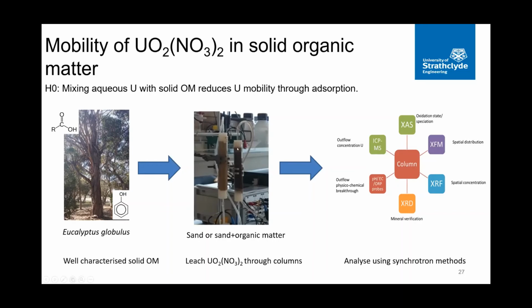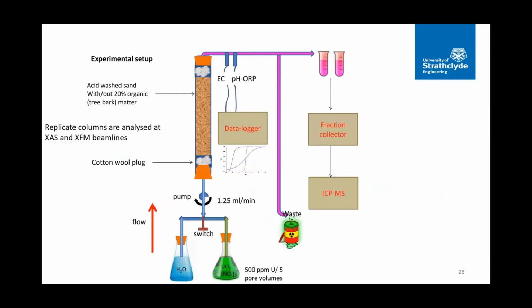And then I took these columns in duplicate and ran them through a whole host of analyses, including XFM and XAS. So here's my schematic of my setup. I could run water or uranium or salt through as a tracer. We had cotton wool to stop the material moving, and glass columns.